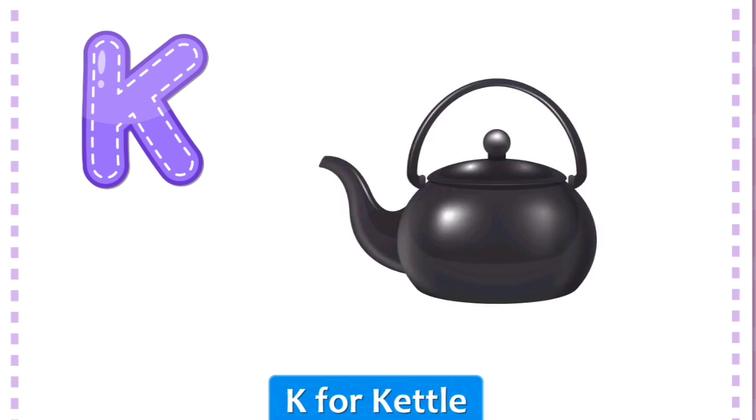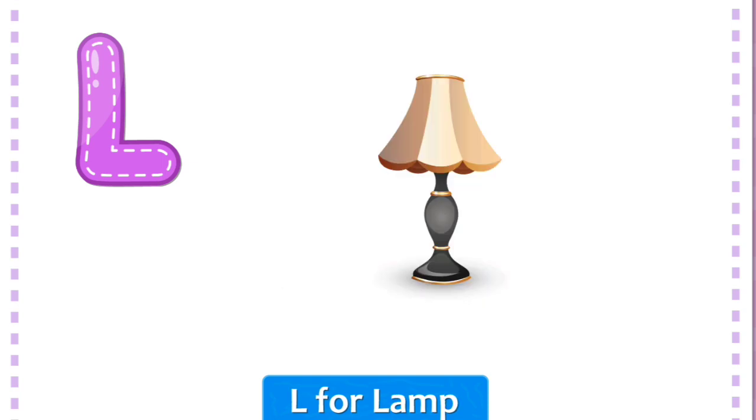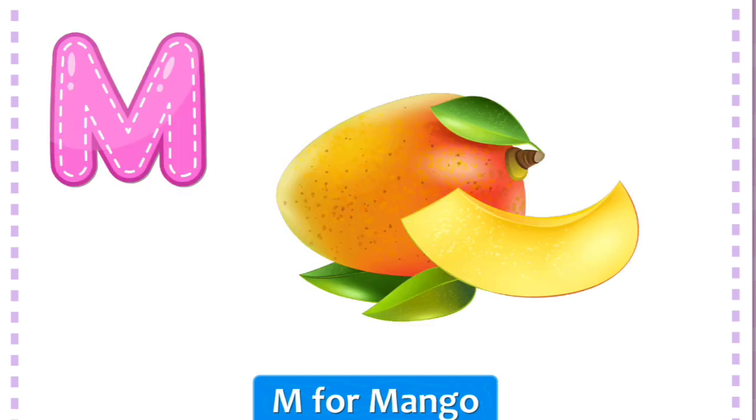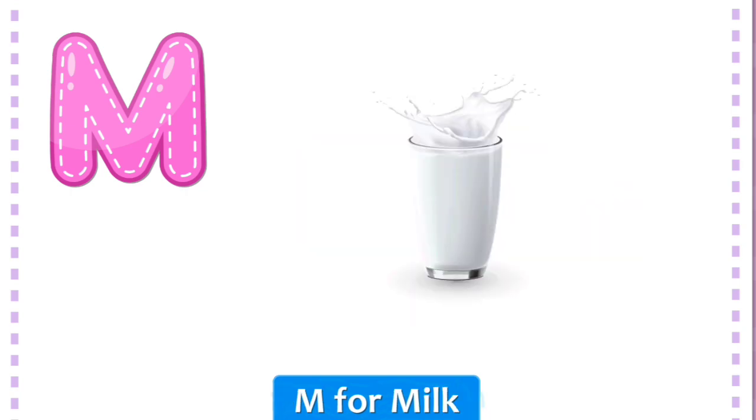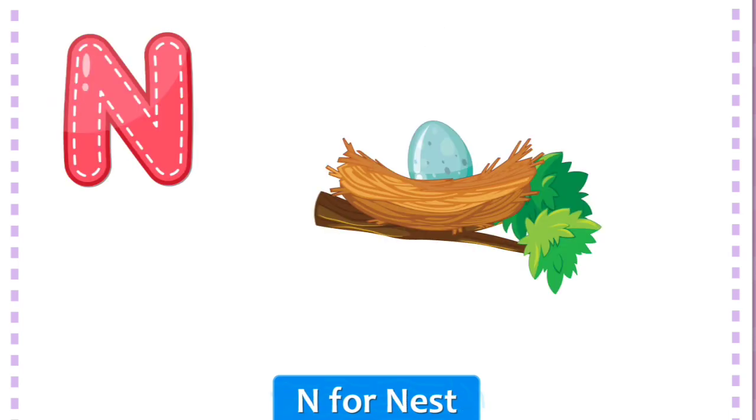K for cattle. L for lion. L for lamb. L for lollipop. M for mango. M for milk. M for monkey. N for nest.